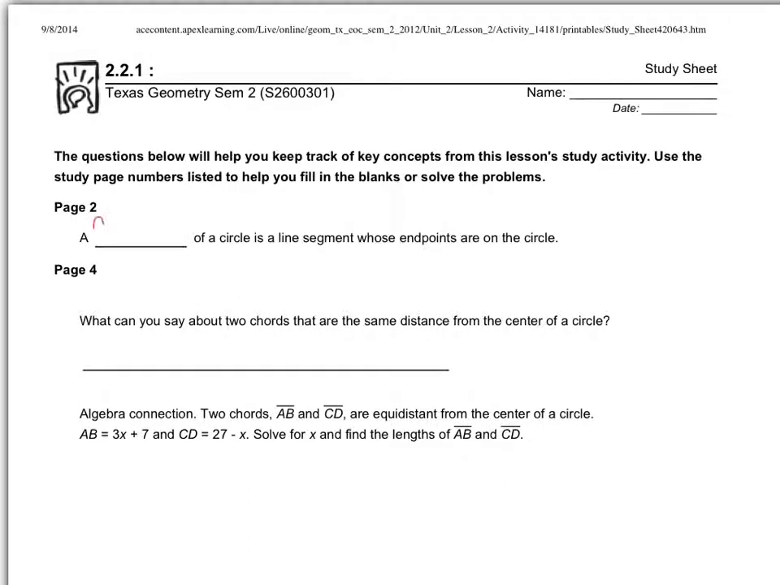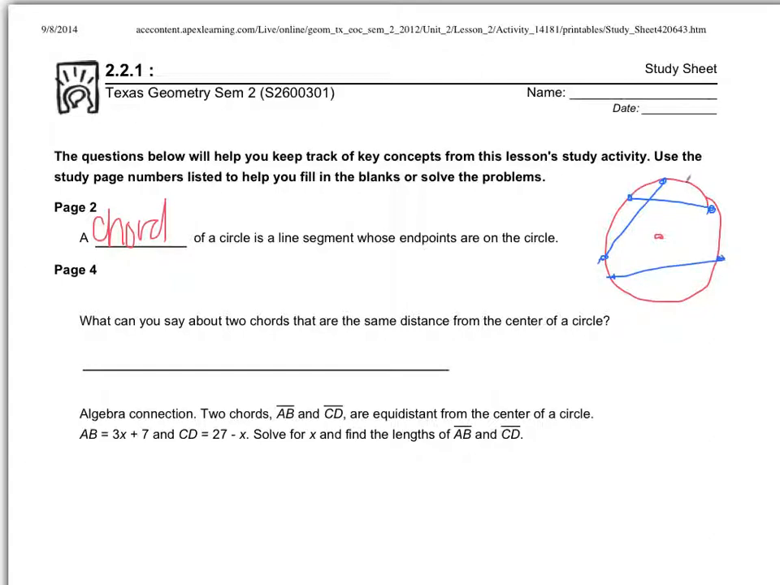So a chord of a circle is a line segment whose endpoints are on the circle. So that means if I have a circle here, here's my center. A chord just means that it's touching two sides. It doesn't necessarily go through the middle.